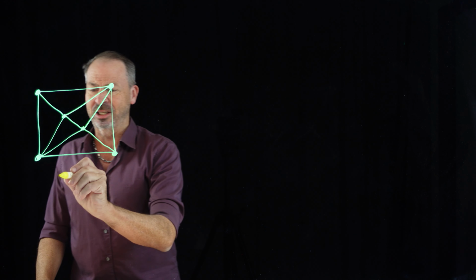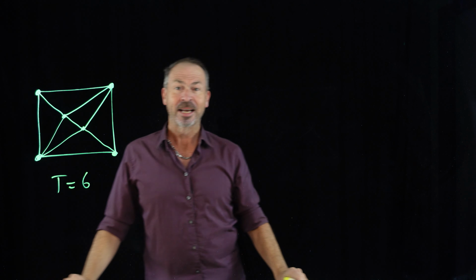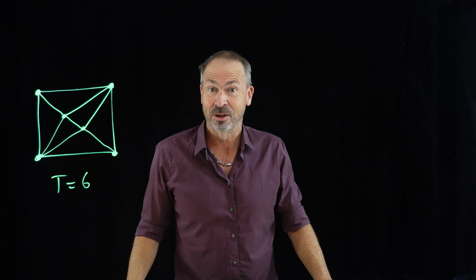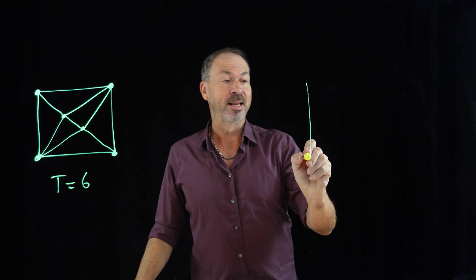I've got a lovely subdivision of the square into triangles. And how many triangles do I have? I see I have 6 triangles. All right, so when I drew the picture that time, I subdivided the square into 6 triangles. Let's do it again. Let's do it a different way this time.